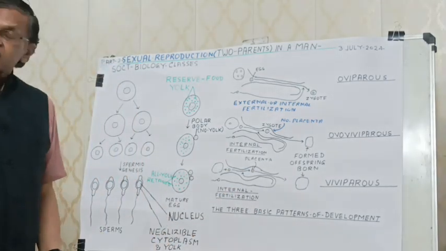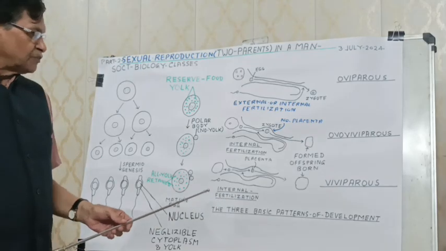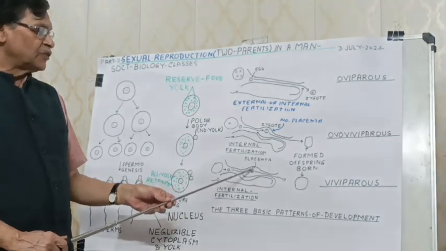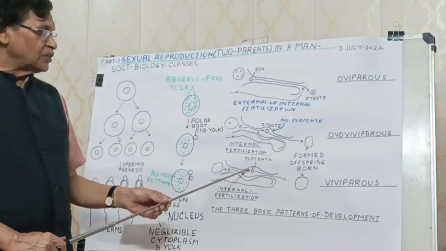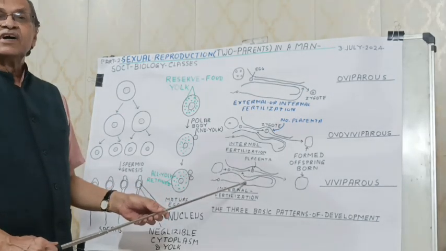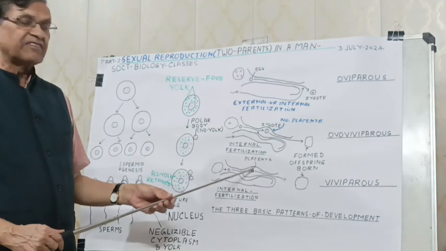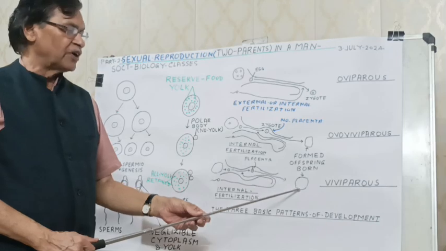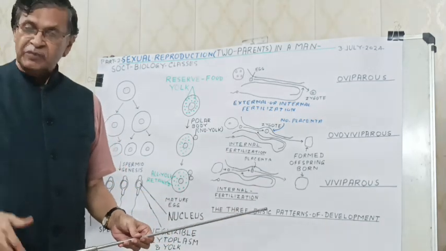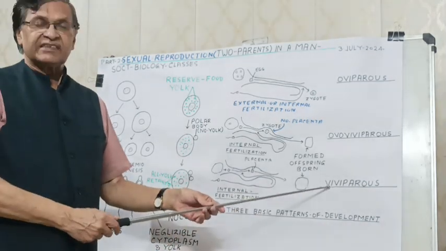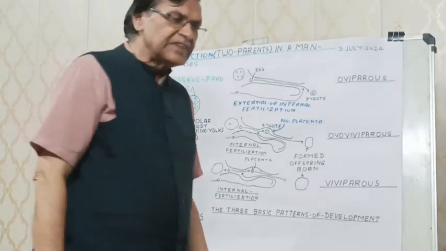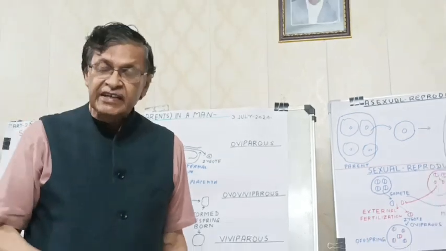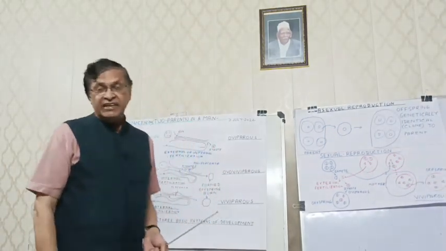Then another condition is viviparous, in which there is internal fertilization and there is placental connection, so the uterine wall of the mother also provides nourishment to the developing embryo, and then after some time the young one is born, as we get in the case of human beings also. It is called the viviparous condition. After that, of course, both male and female individuals are providing 50% of the genetic material.